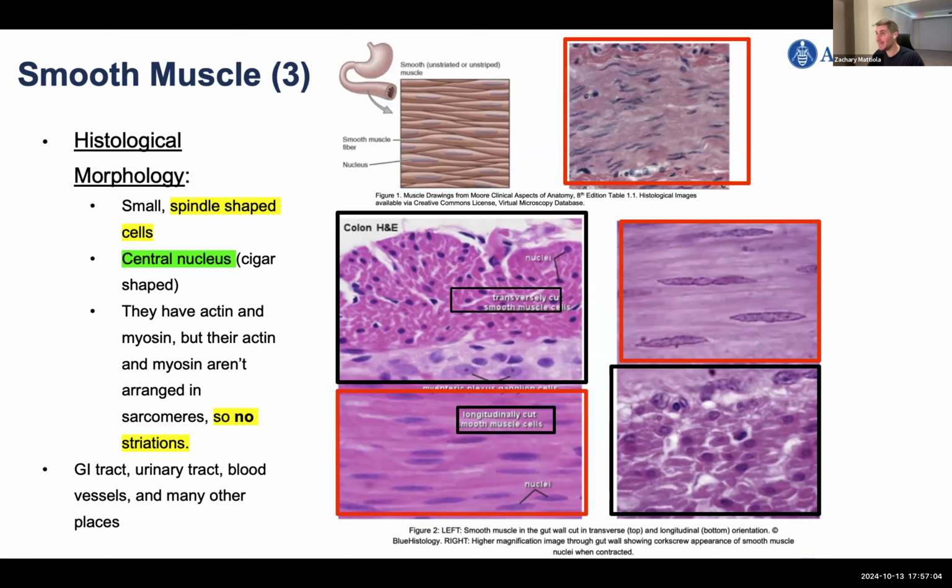Okay. And smooth muscle is found all throughout the body. It's in your GI tract, your urinary tract, your blood vessels, your eyes, everywhere. And its function is different based on where it is in the body. So I wouldn't get too bogged down at this point about the function of smooth muscle, just know what it looks like under a microscope: spindle shaped cells, central cigar shaped nucleus, and no striations. Okay.